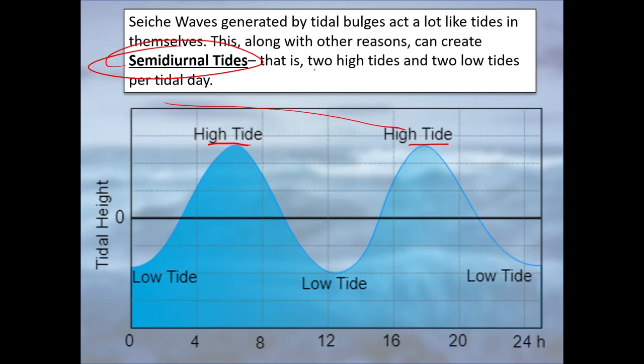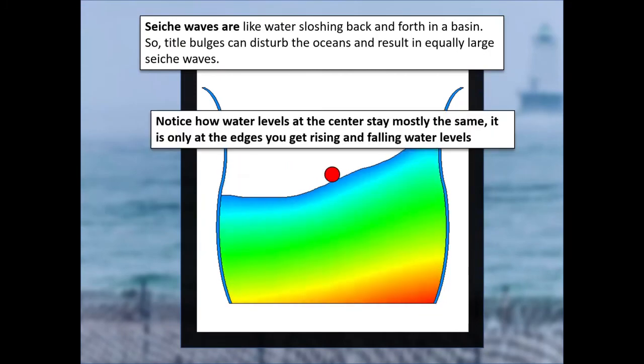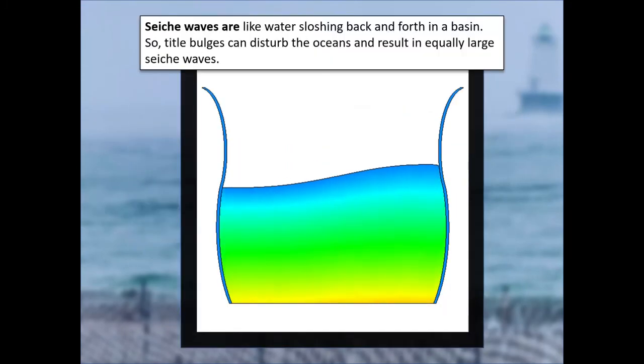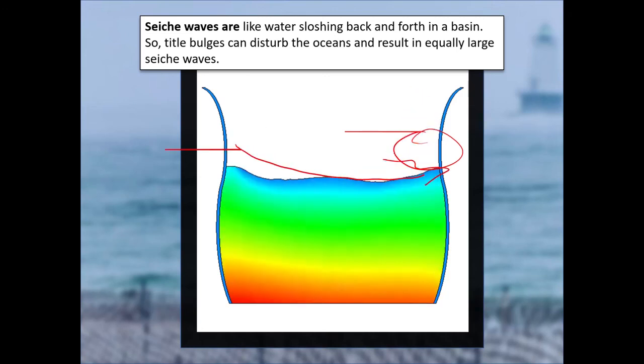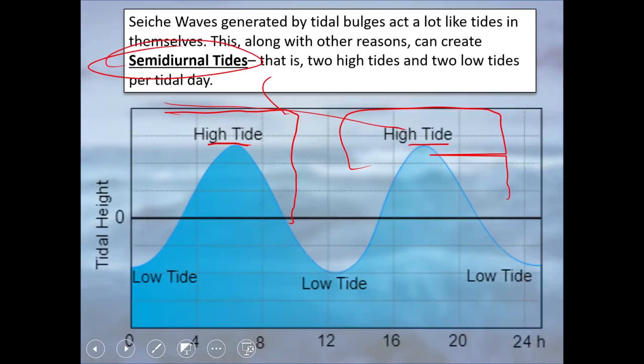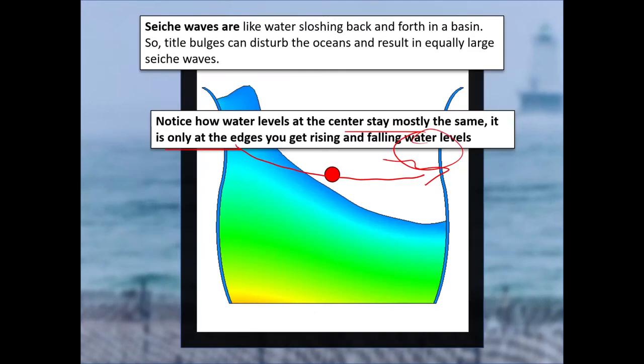Well, the first high tide is from the normal tidal bulge that results from the moon. But the second high tide is actually the water sloshing back in the basin. Imagine this: the water rises on one side due to the tidal bulge, and then it hits the other side of the basin and surges back, right? And that's a Seitz wave. So the second high tide is not actually from the lunar gravitational pull. It results from the Seitz wave bouncing back.